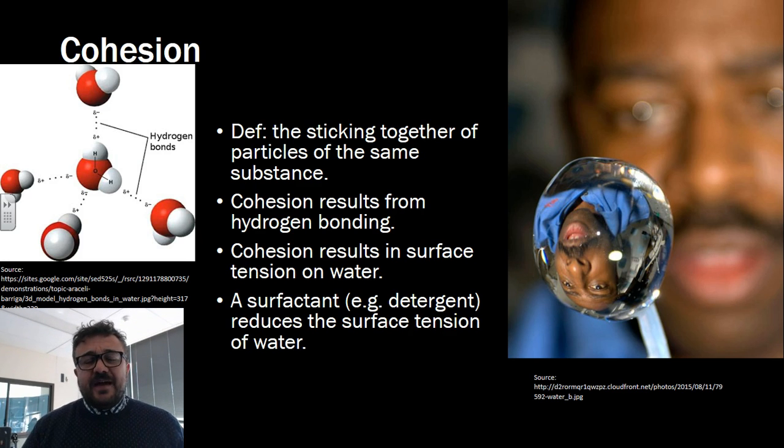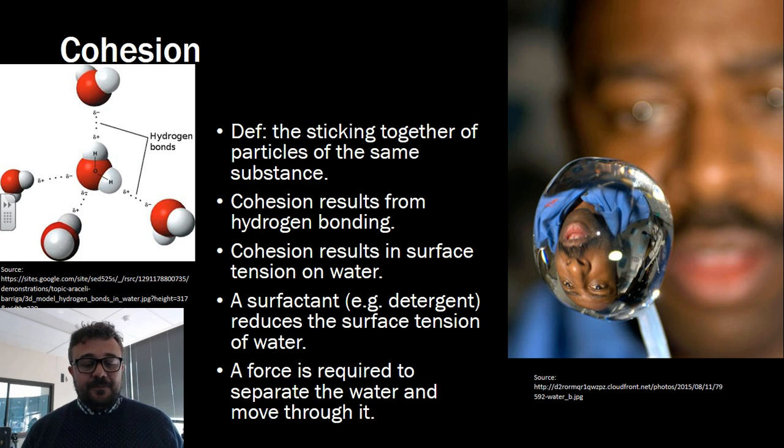We can also have a surfactant. In this case, we're talking about things like detergents. What a surfactant does is it reduces the surface tension of water, which means it interrupts those hydrogen bonds. So it's fair to say it might actually have some other implications as well. But cohesion is reduced by a surfactant because it interrupts the hydrogen bonds.